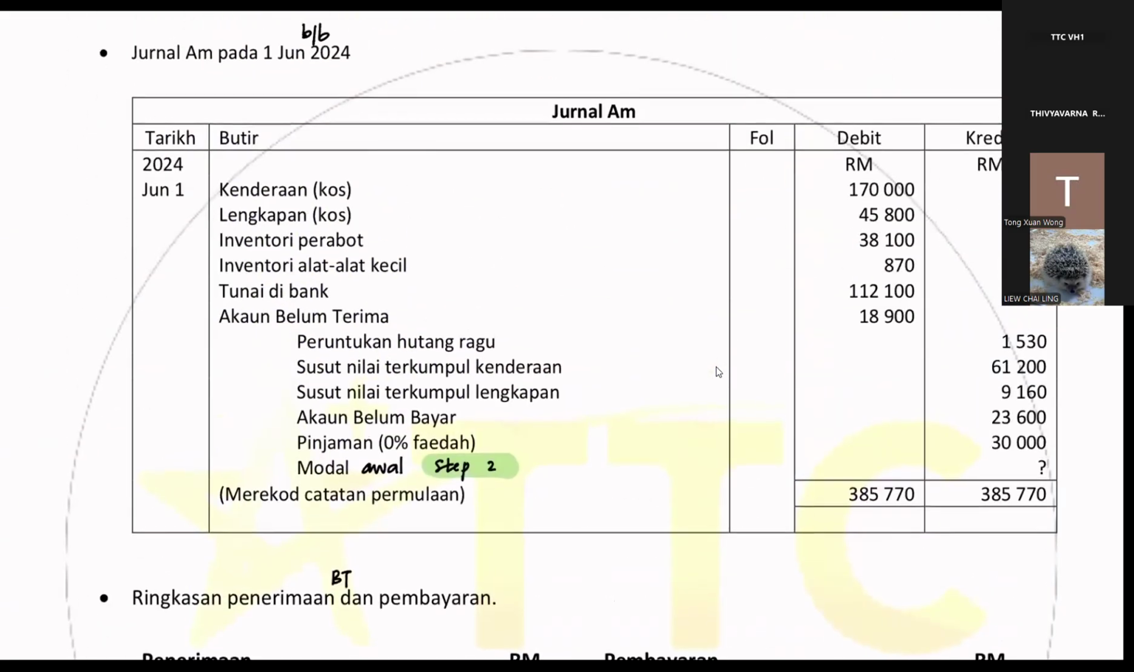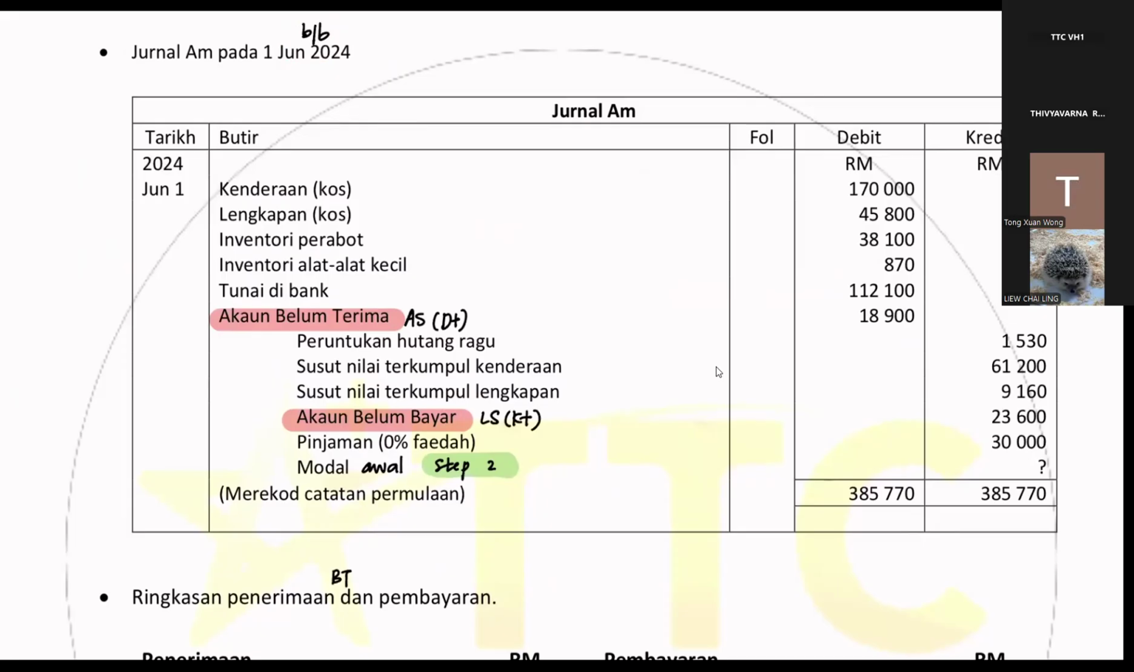Go back to the first part of the question. We need to scan through the whole question to get any kind of ABB ABT. We got Baki BB list here. Yes, there's ABT here. And there is ABB also. Classification of ABT is aset semasa. Aset semasa Baki BB should go to debit side. And then ABB classification is LS. LS Baki BB should go to credit.